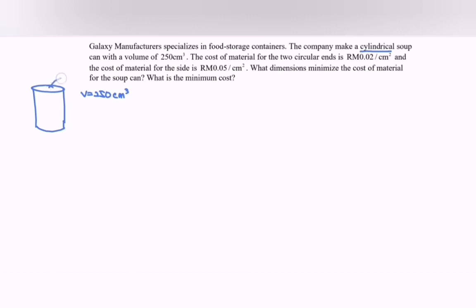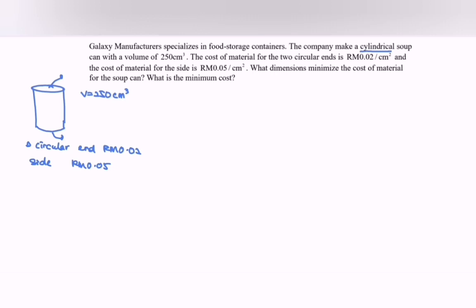So here we have the two circular ends, is Rm 0.02 per centimeter square. And the cost for the material for the side, we have Rm 0.05 per centimeter square. What dimension minimize the cost for the soup can? What is the minimum cost?